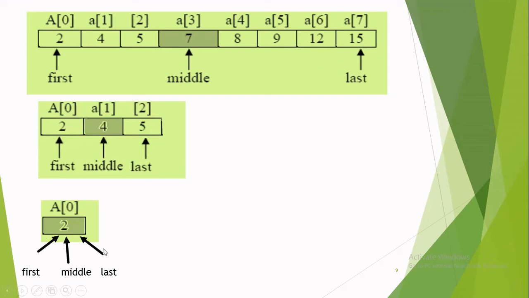Now, both first and last pointer variable is pointing to an index value 0. After computing the middle element index value, the middle element index value is also 0. Hence, all these 3 pointer variables are pointing to an index value 0. Now, you are going to compare the search element, that is 2, with this middle element.